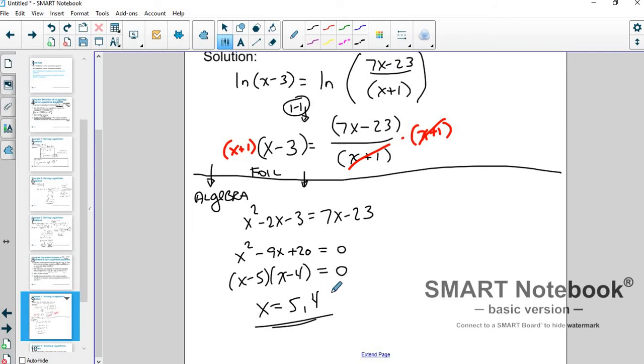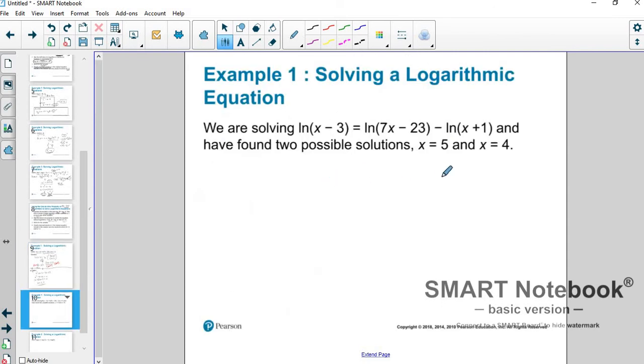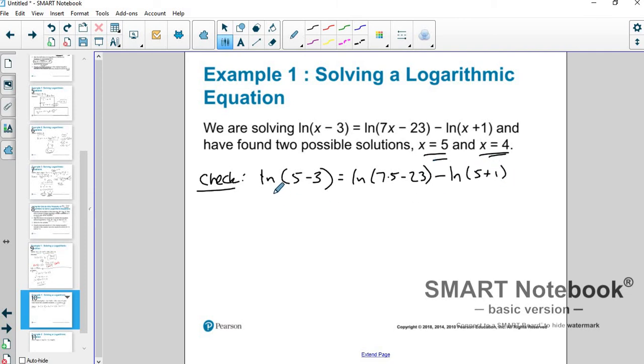All right, we should be used to by now knowing that that's not enough. We're going to go to the next page here. Right, we got x equals 5 and x equals 4 as our two possible solutions. We need to check them. And again, you don't have to go all the way through to check it. You do have to plug in to see in the original whether or not it will allow for the domain to be correct. So this is natural log of 2.